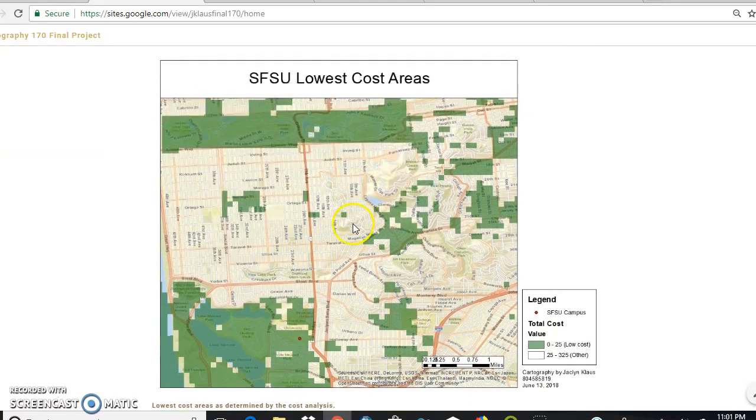Here you can see the low cost areas already pulled out. We have SF State right here, and then the low cost areas surrounding. You can see some of them are really by big streets, major freeways, which is pretty cool. And here you're getting into the hills, which might be difficult.